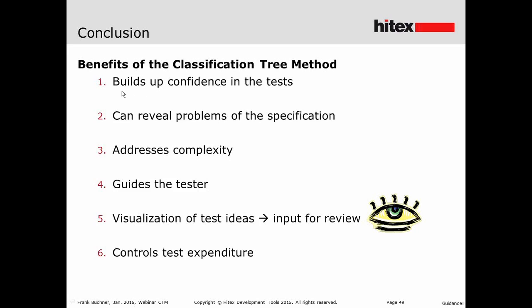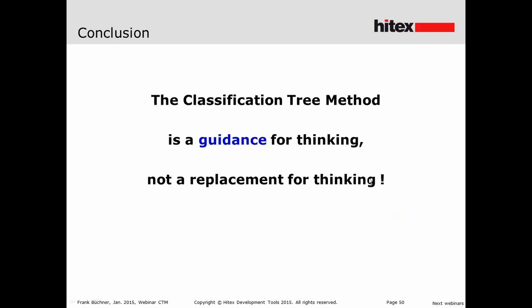The other advantage is, if you think carefully about your tests, you have more confidence in the tests than otherwise. What we have seen, thinking about the test cases by using the classification tree method can reveal problems of the specification. You divide the problem into smaller ones, so you address complexity, and you also will see how much the test expenditure will be, and maybe you are able to reduce the test expenditure. Let me close by saying the classification tree method is a guidance for thinking, not a replacement for thinking. Please keep this in mind.